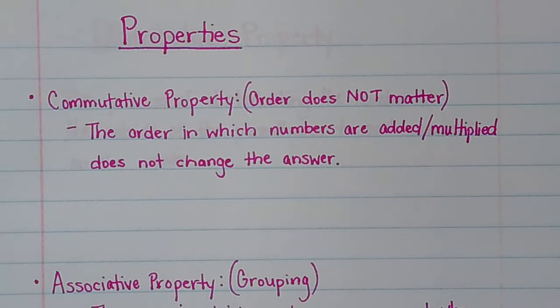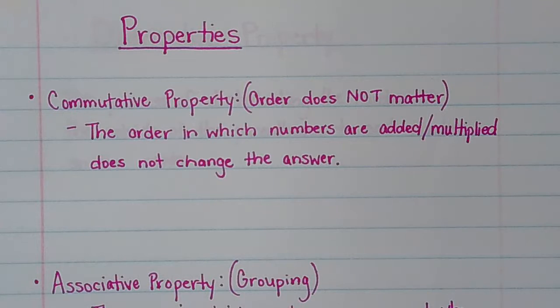The biggest thing to remember with commutative property is that the order does not matter. What I mean by that is if I do 2 plus 3, or if I do 3 plus 2, I'm still going to get the same answer. It works with addition and multiplication. So commutative property is only with addition and multiplication. It doesn't work with subtraction or division because obviously order matters for those.